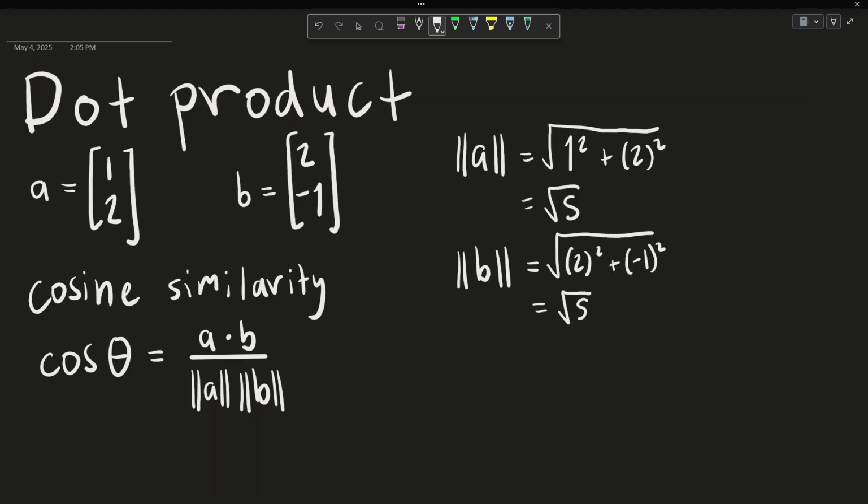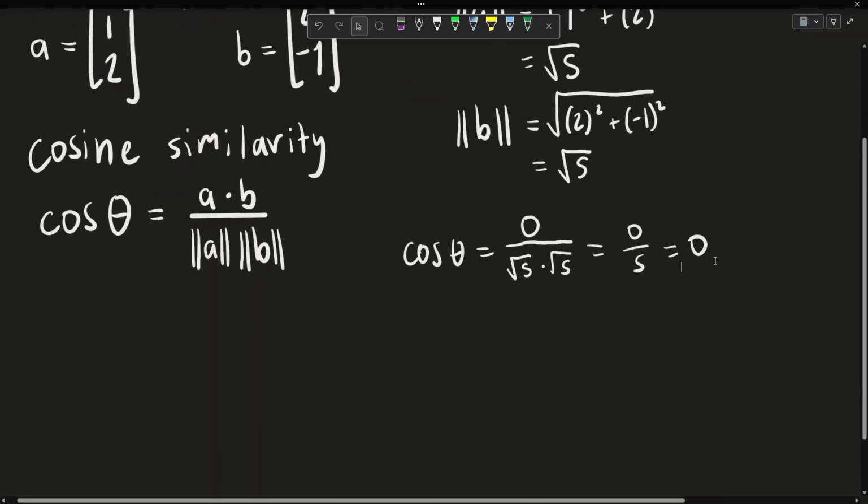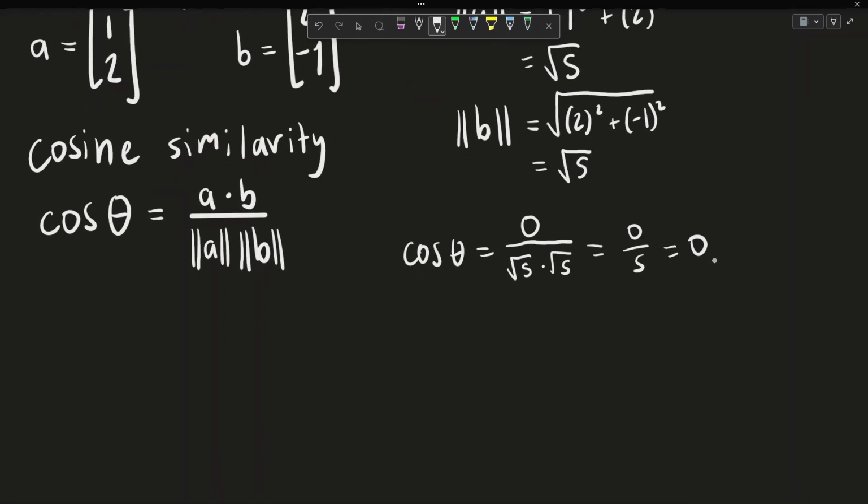If we now take the dot product of the two vectors, we already know that this is equal to 0. So we know that cosine theta is equal to 0 over root 5 times root 5, so it's just 0 over 5, or 0. And as we earlier established, a dot product of 0 indicates orthogonality, which means that cosine of theta equals 0.